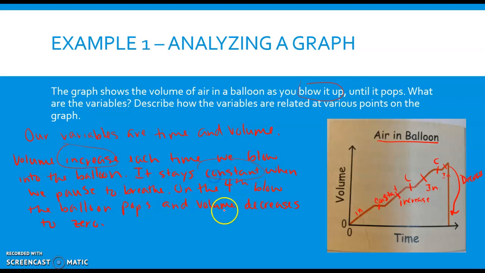Now, words that help us describe our graphs would be words like increase, constant, and decrease. Those are the three things that can happen to our graph. We're increasing, here we're increasing volume, or we decrease, or we stay the same. Constant just means stay the same. Those are the three things that can happen in a graph.